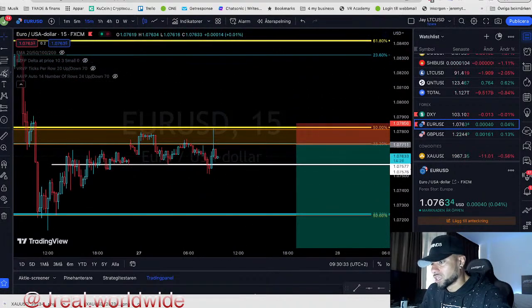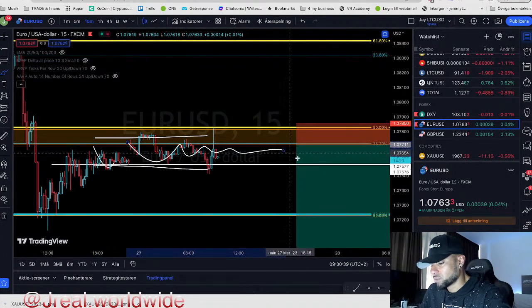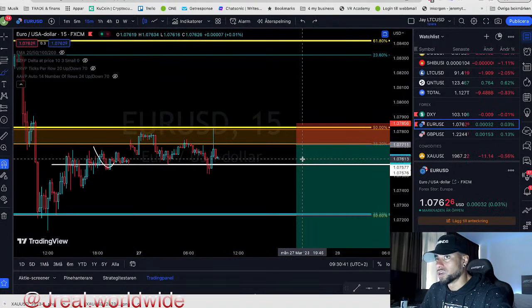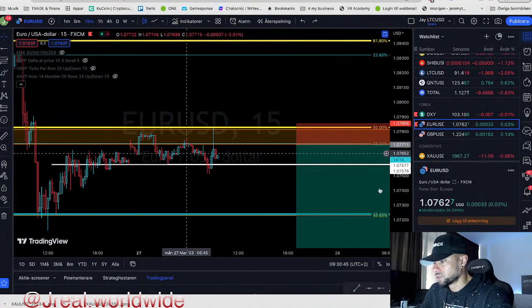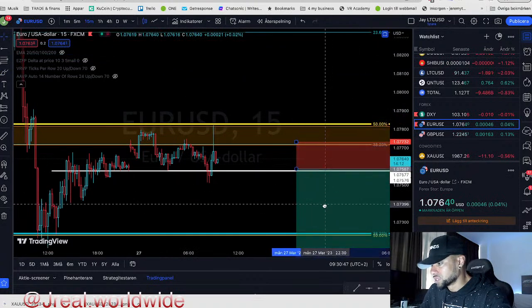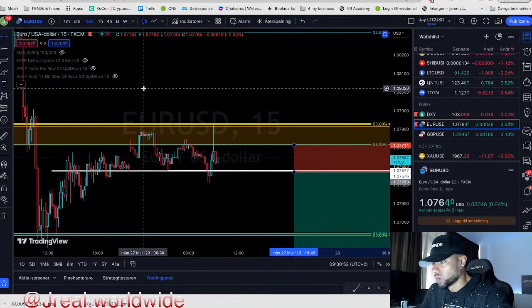Right now, what the market is doing, it's ranging between this support here and this resistance. So it's just ranging here in between. In other words, a no trade zone. This is the no trade zone here. So we want to see it break below, hold that, and we're going in for a sell.